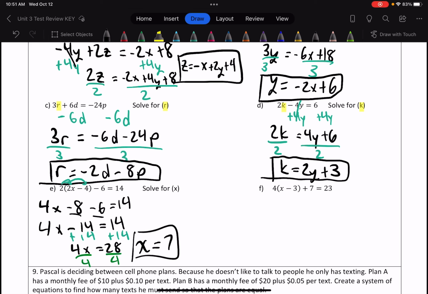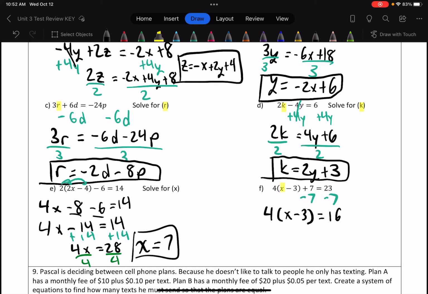So for problem F, I got 4 times x minus 3 plus 7 is equal to 23. I've only been given one variable, so I need to go ahead and solve for that variable x. I'm going to do it a little bit differently than how we did E, just so you guys can see both ways. So I'm going to start by subtracting a 7 on each side. And 23 minus 7 is equal to 16. So that gives me 4 times x minus 3 is equal to 16.